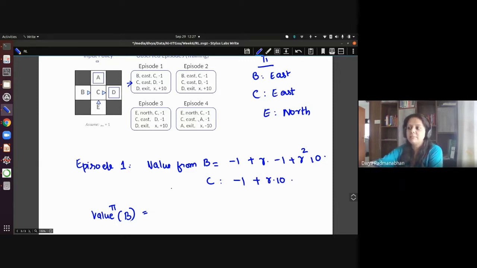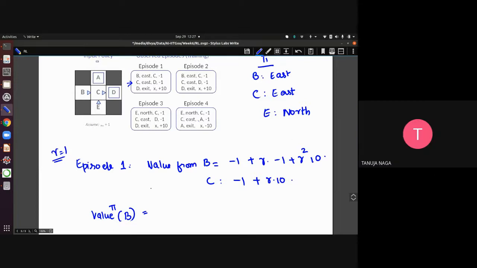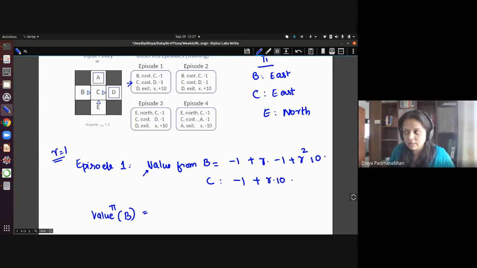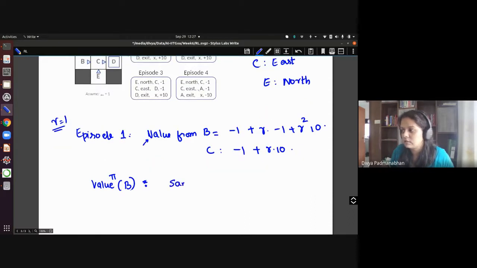Can you give me one estimate of the value? Let's take gamma equals 1, just for simplicity. 8. So what you have told is this value, right? Yes. So from the first sample, let me just write it here. Sample 1 is 8. Okay, sample 1 is 8.